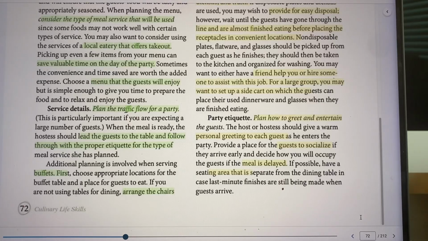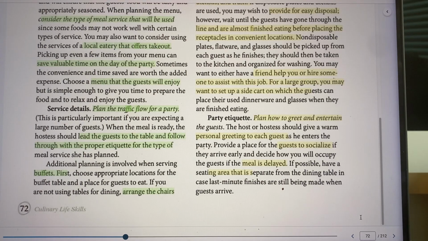So, service details. Plan the traffic flow for the party. When the meal is ready, the hostess should lead the guests to the table and follow through with the proper etiquette. Or if it's a buffet, tell them when they can get up to go to the buffet, or when they come in, whether they're going to the appetizer table, just tell them how to, as they come in, plan the traffic.